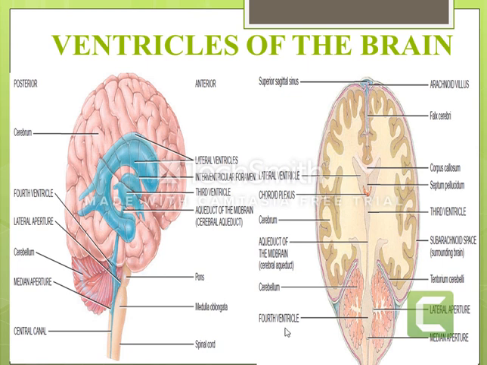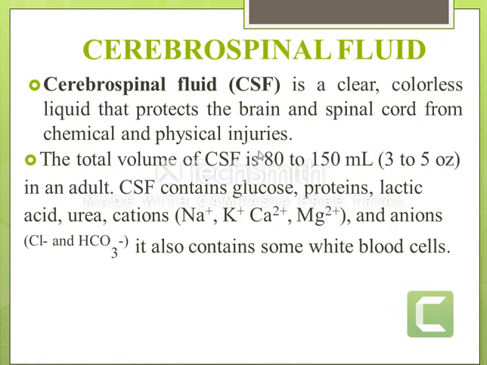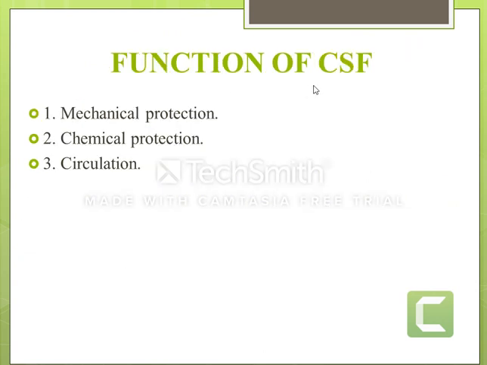This 4th ventricle is also connected to the subarachnoid space. Then the cerebrospinal fluid. The cerebrospinal fluid is a clear, colorless liquid that protects the brain and spinal cord from chemical and physical injury. How much volume? The volume is 80 to 150 ml, and the main chemical composition is glucose, protein, lactic acid, urea, cations like sodium, potassium, calcium and magnesium, and some anions like chloride and bicarbonate. Then what are the functions of the CSF?